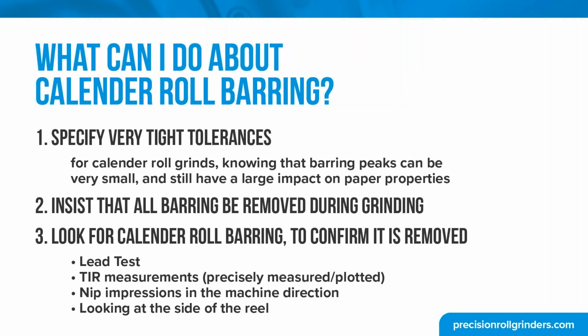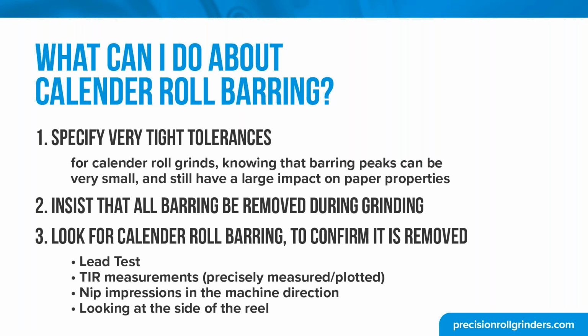Well, one is specify very tight tolerances for your calendar roll grinds, knowing that barring peaks can be very small and still have a large impact on paper properties. The second thing you can do is insist that barring be removed during grinding. It seems obvious, but if you don't bring it to the attention of your grinding provider, you may not necessarily get that. So insist that it be removed. And then the third thing is look for it to confirm that it is removed.